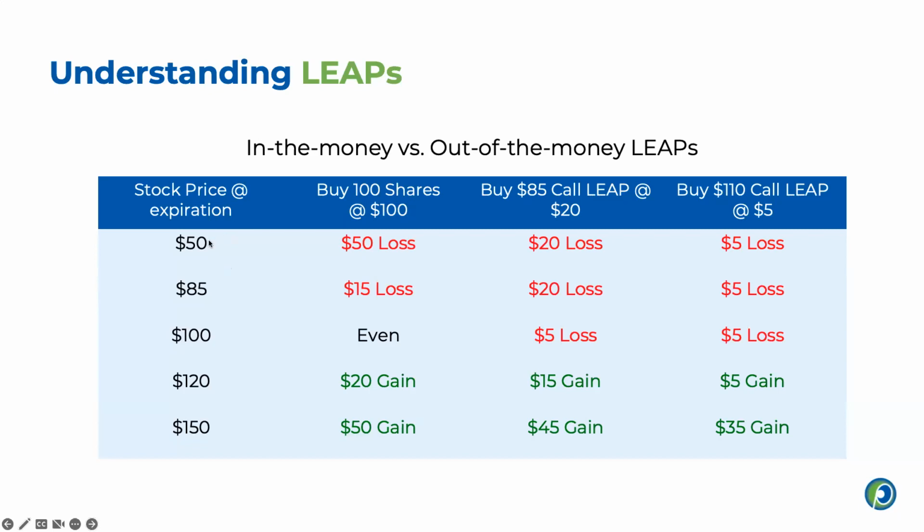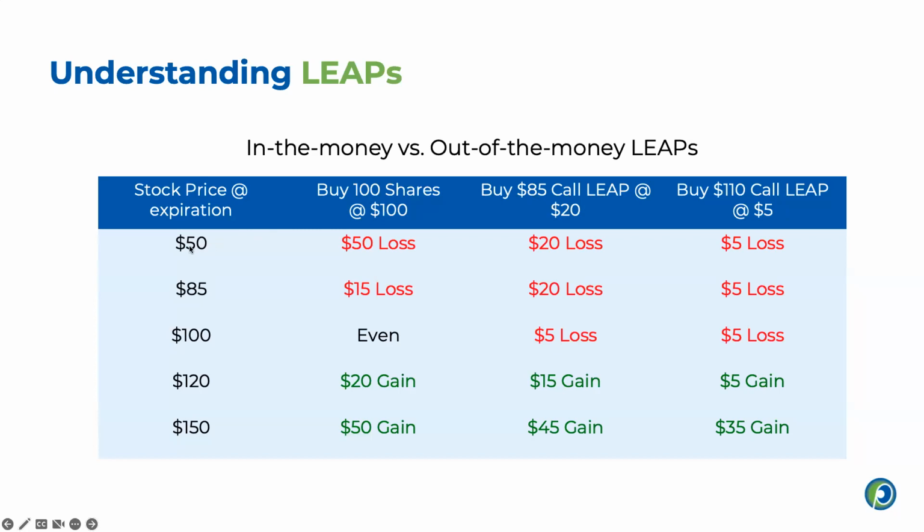So your stock price at expiration: if you bought 100 shares at $100 per share, you bought an 85 strike call LEAP for $20. Remember, this 85 is going to be deeper in the money because it's $15 in the money. We've got a right to buy at 85 if it's at 100. And then this 110 is $10 out of the money, so this, of course, was cheaper. This one we spent a little more, but it had instant value of 15, because we had our in the money value of 15.